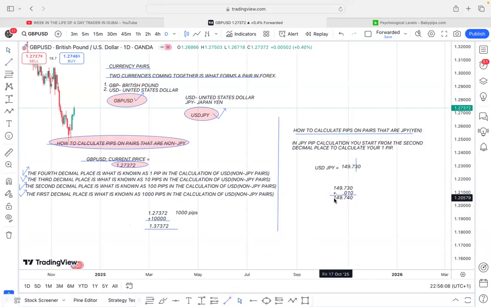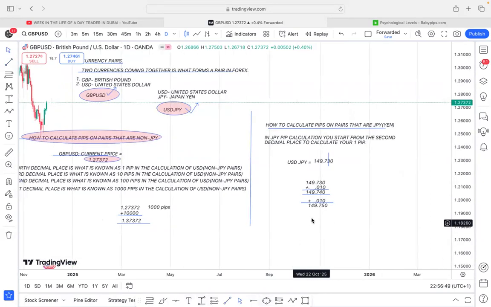Now, we know that our 10 pips is going to start from what? Our 10 pip calculation is going to start from the first decimal place. But let's do an example on the second decimal place again. So now the new current price is what? 149.740. How are we going to come about our new 1 pip calculation? Like I said before, second decimal place, 010. What are we going to have? 149.750. Now, that's 1 pip. So 10 pips calculation is going to start from what? And this is going to be the new current price.